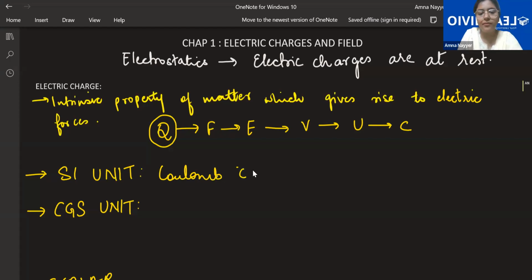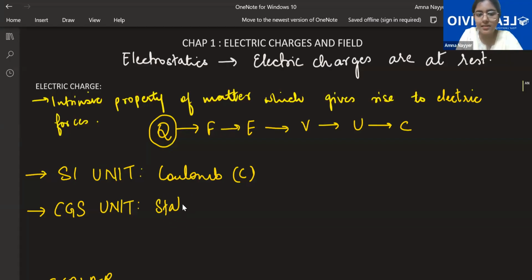Do you know the CGS unit as well? Anyone? The CGS unit of electric charge, like this is the SI unit. I'll tell you, the CGS unit of electric charge is actually used least. Like Gauss is used often in magnetism, but the electrostatic charge unit is used least.